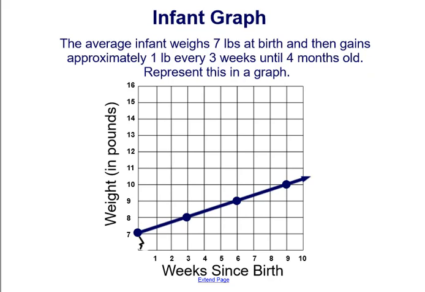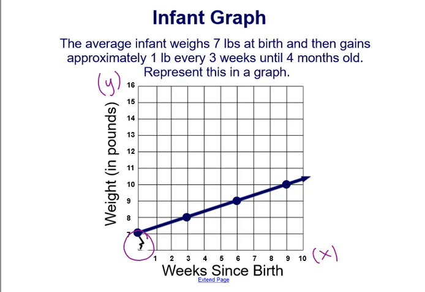So in this scenario, the independent variable will be the weeks since birth, that's our x-axis, and the dependent variable will be the weight in pounds of the infant, that will be the y-axis. We'll label the x-axis with numbers 1 through 10, counting by ones. But for the weight in pounds, we're going to use that tool of the axis break, because this is an example where we don't want to start the dependent variable, the weight, at 0.